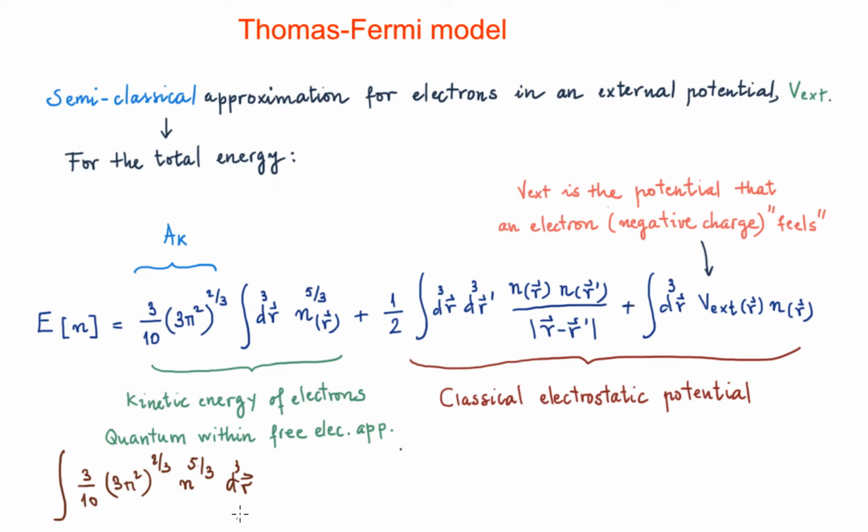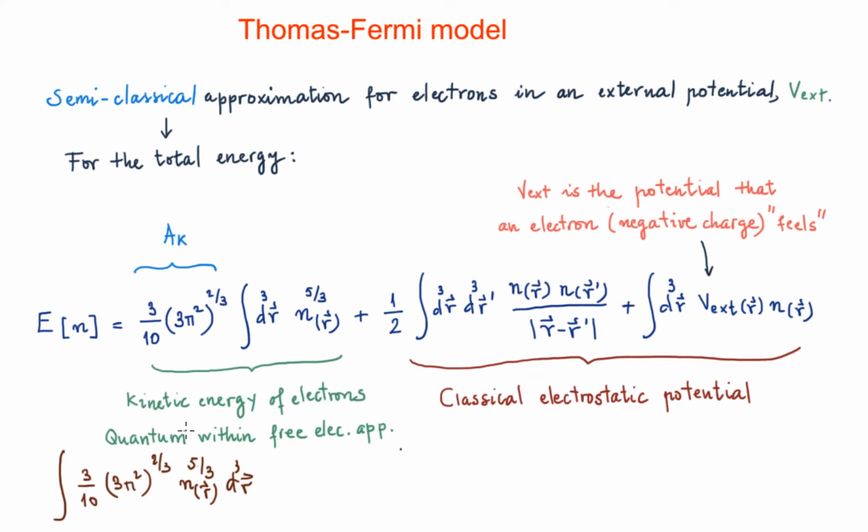But of course, in the uniform electron gas approximation, the electronic charge density was constant, and here it is not constant. Here it depends on the position vector. But we are going to consider that the variations of the electronic charge density are smooth enough so that the expression we have for the uniform electron gas approximation can also be applied here. Of course, this is just an approximation.